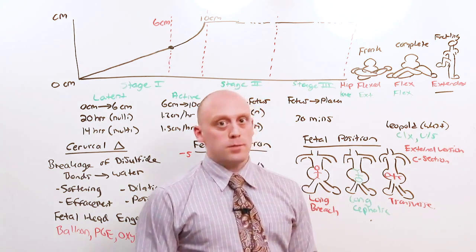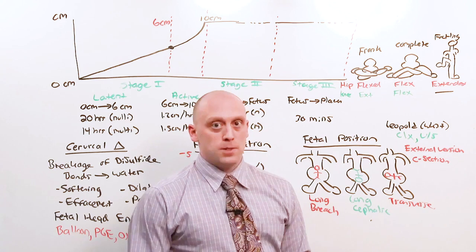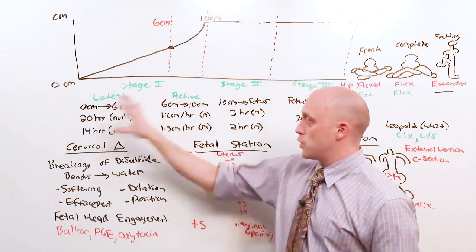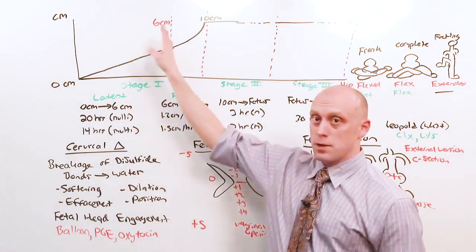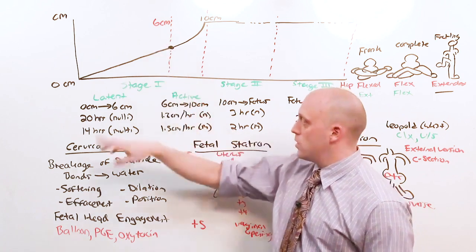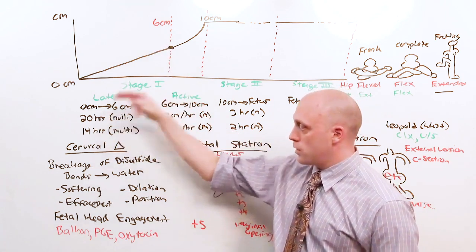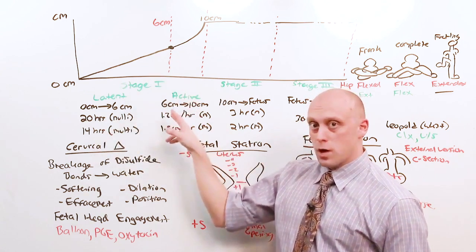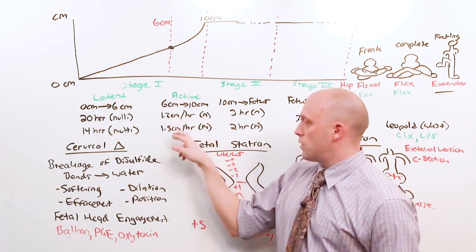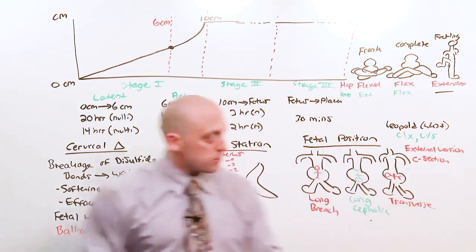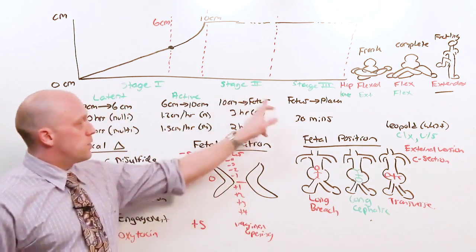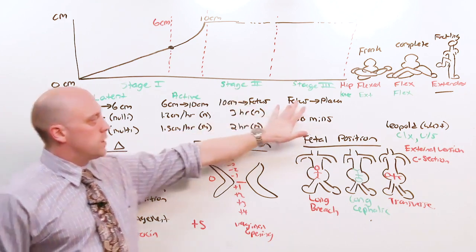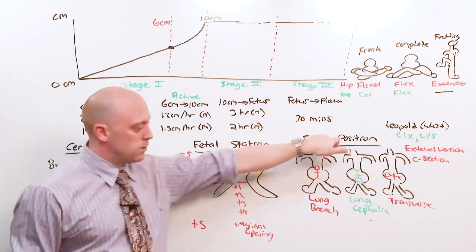This was normal labor and a little bit about breech. There's a lot you got to know. Be able to identify the stages and what's normal. 6 centimeters is what you want to commit to memory. Stage 1 latent, 20 hours nulliparous, 14 multiparous. Stage 1 active, 1.2 centimeters per hour nulliparous, 1.5 centimeters per hour multiparous. Stage 2, 10 centimeters to fetus, 3 hours nulliparous, 2 hours multiparous. Stage 3, fetus to placenta, 30 minutes.